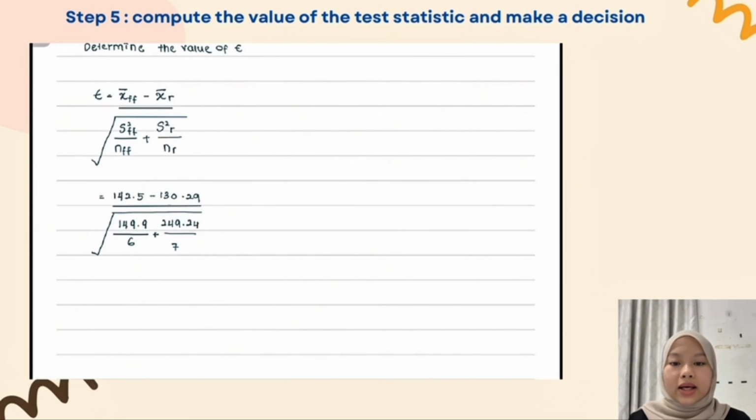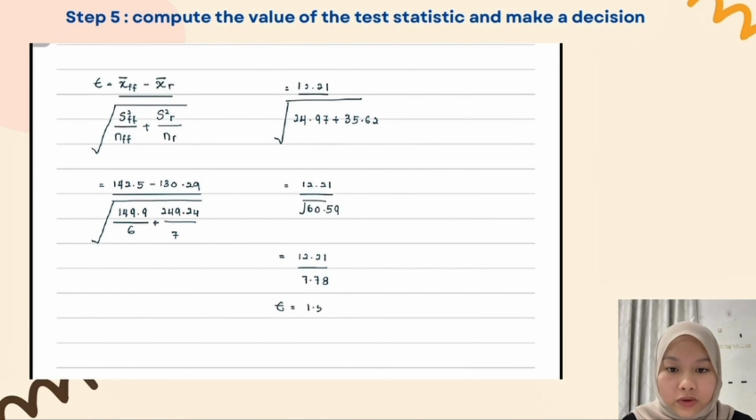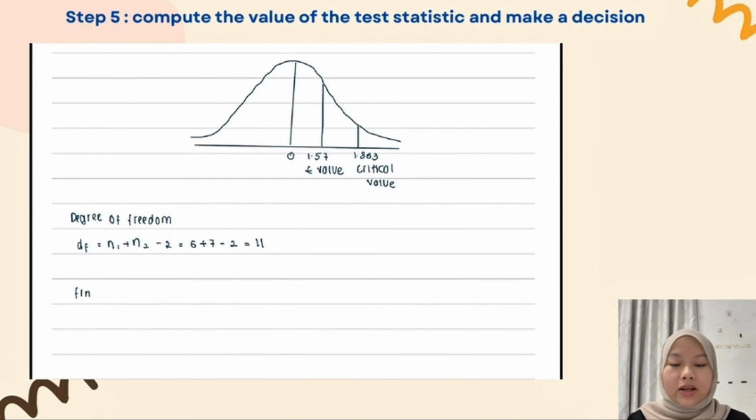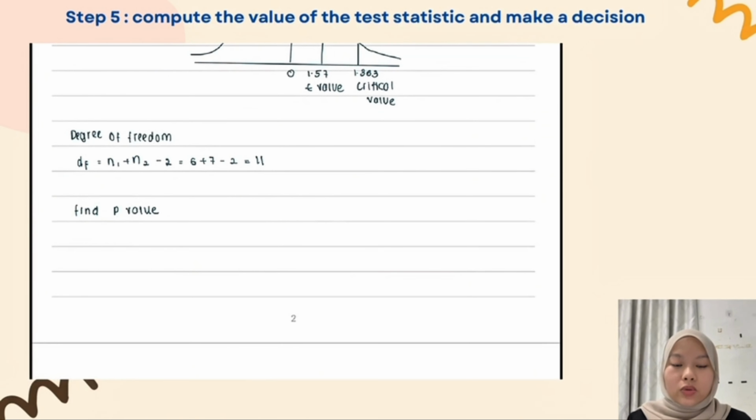After that, we can calculate the degree of freedom. So what is the formula for the degree of freedom? The degree of freedom is n for restaurants plus n for fast food minus 2, so we get 11. After that, we can find the t value.